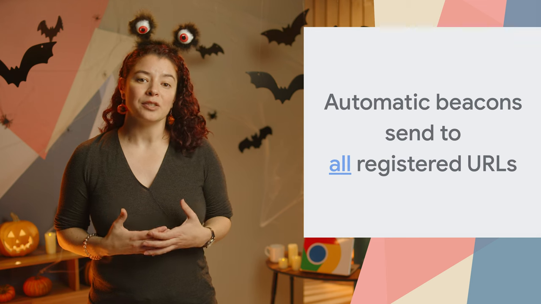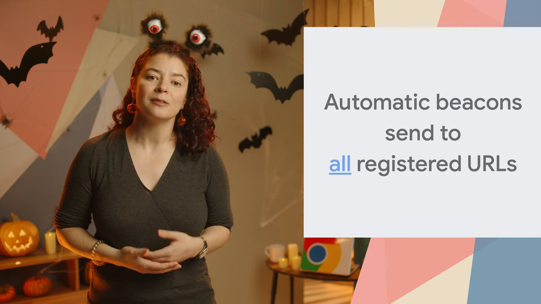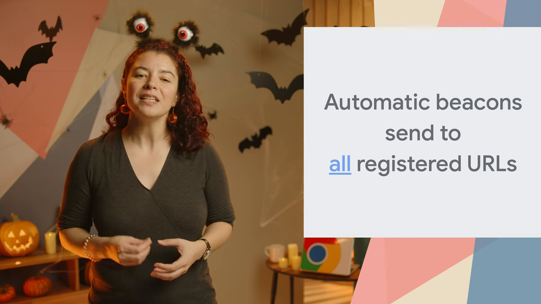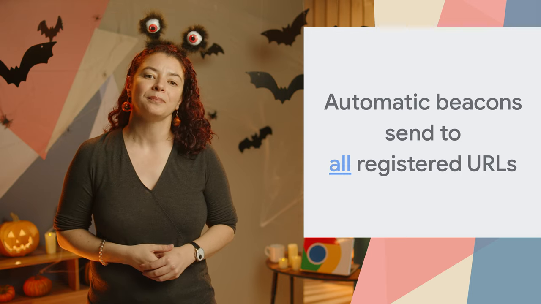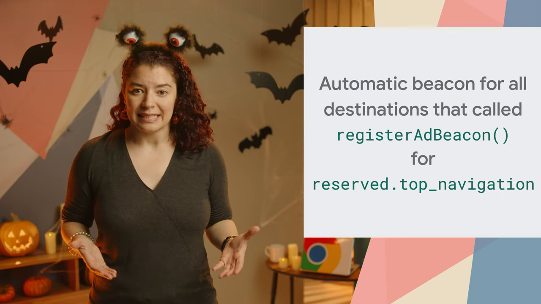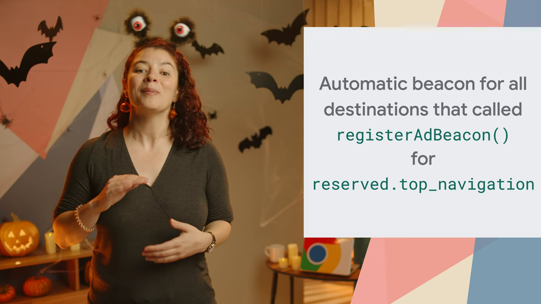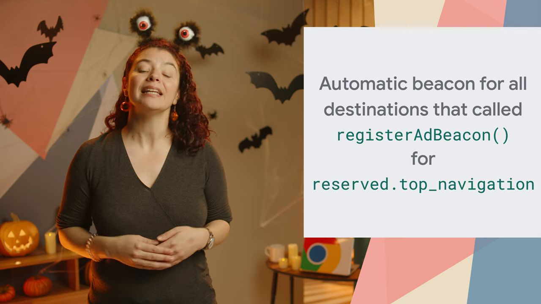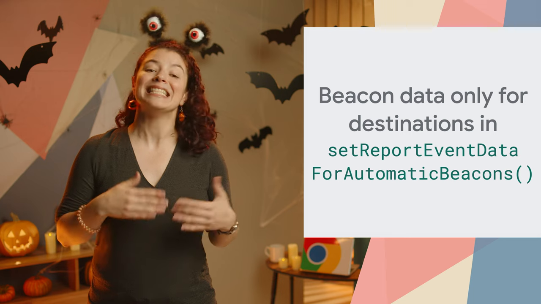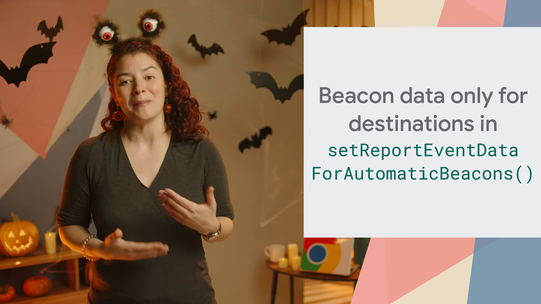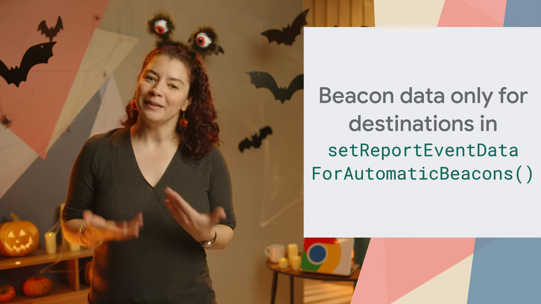Previously, only destinations specified when calling set report event data for automatic beacons received automatic beacons, even if that destination called register ad beacon in their worklet. Now, any destination that called register ad beacon for reserve.top_navigation will get an automatic beacon, but only destinations specified in set report event data for automatic beacons will get automatic beacon data, along with the beacon.